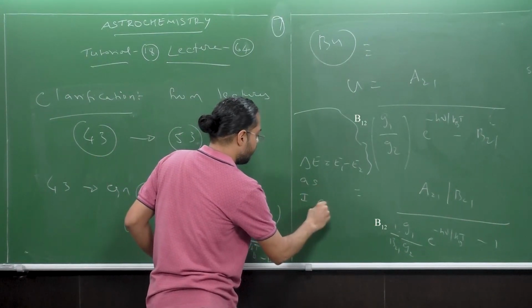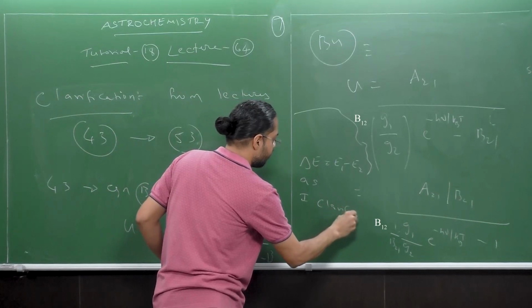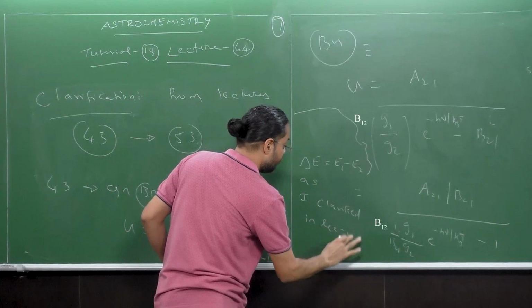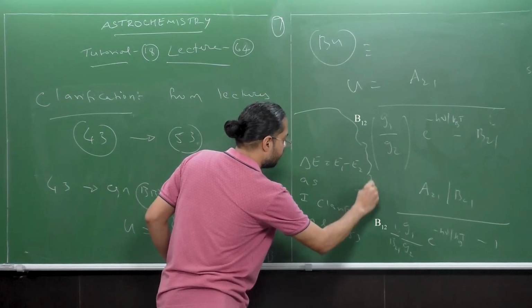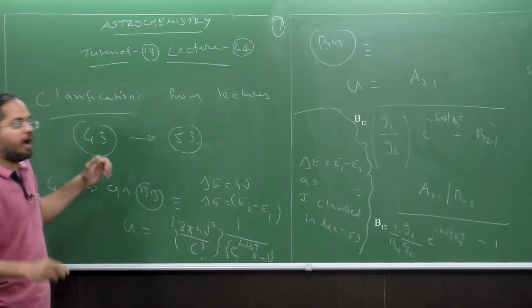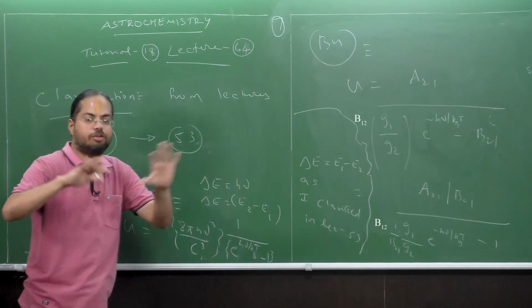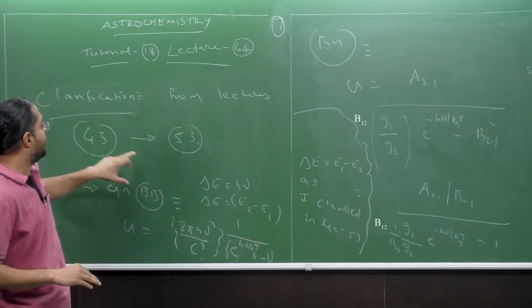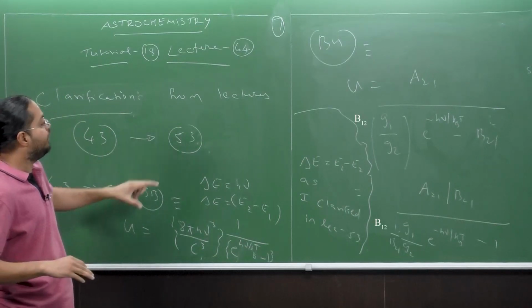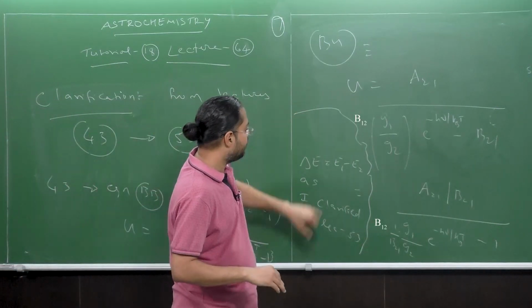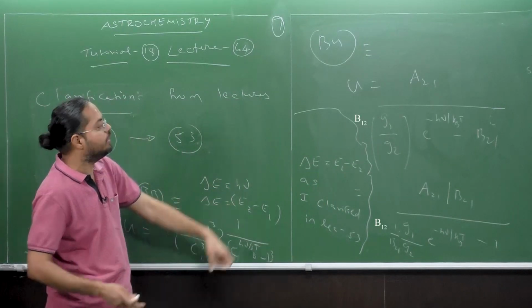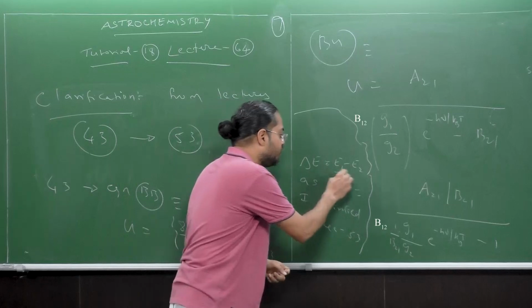Sorry, I clarified it in lecture 53, because in lecture 43, I never told you what my delta E is going to be at all. It was only in lecture 53 that I clarified that my delta E is going to be defined in this expression as E1 minus E2. Because here delta E is E2 minus E1 and delta E here is E1 minus E2.